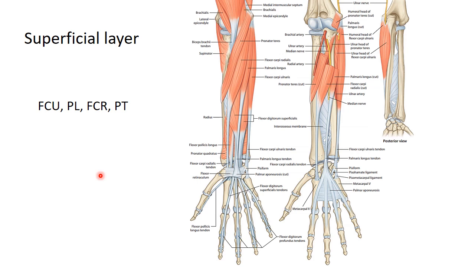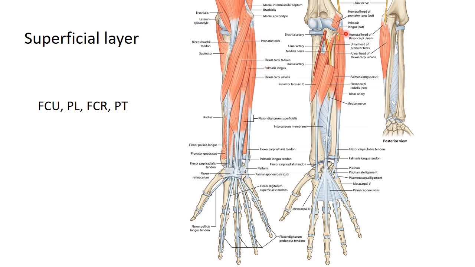So let's start with the superficial layer. We have four muscles in the superficial layer. From medial to lateral we have the flexor carpi ulnaris, palmaris longus, flexor carpi radialis, and lastly the pronator teres. As we said, most muscles of the anterior compartment take origin from the medial epicondyle. This origin we call the common flexor tendon or common flexor origin, attached to the medial epicondyle of the humerus.